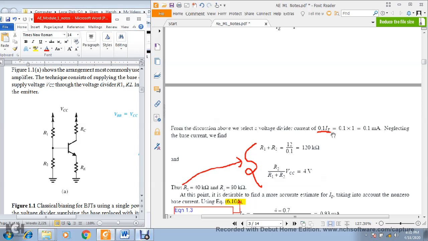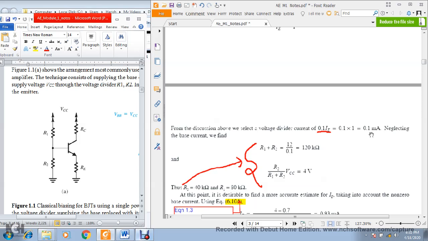So first time 0.1 IE, 0.1 into 1 milliampere, because IE is given as 1 milliampere. So 0.1 milliampere, neglecting the base current, because if you choose this value, we assume base current equal to 0, means it is just like an open circuit. Then the current flowing through this resistor is V by R, or R is equal to V by I. So it is VCC by I.